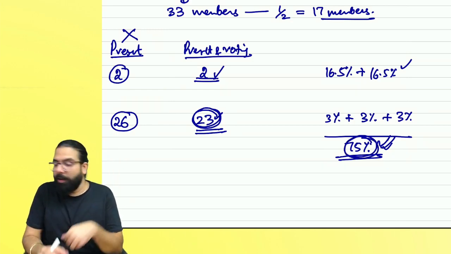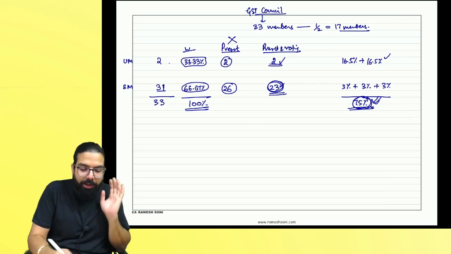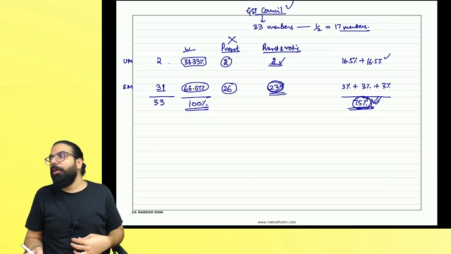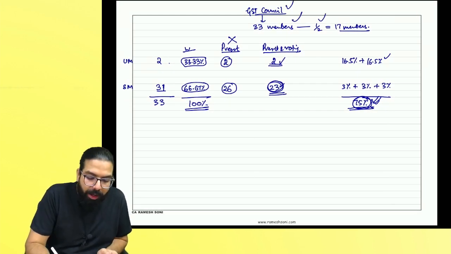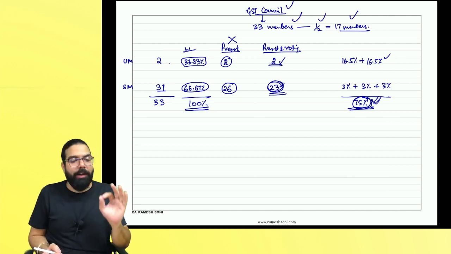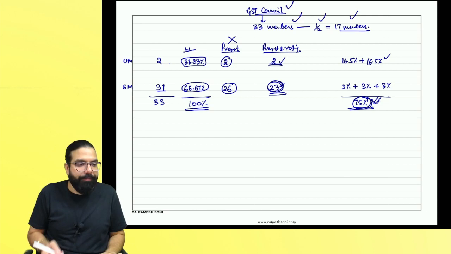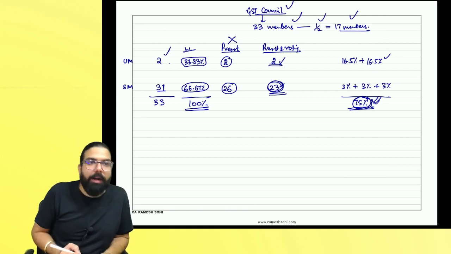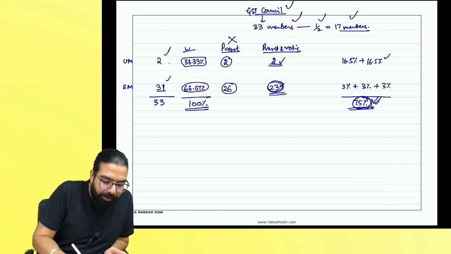Are we clear, everyone? What did I tell you about the GST Council? I told GST Council how many members? 33 members. Half of the number of members should be present for a meeting to be held. Then I went ahead and told you what, everyone? Sir, union members are 2. How many state ministers are there?